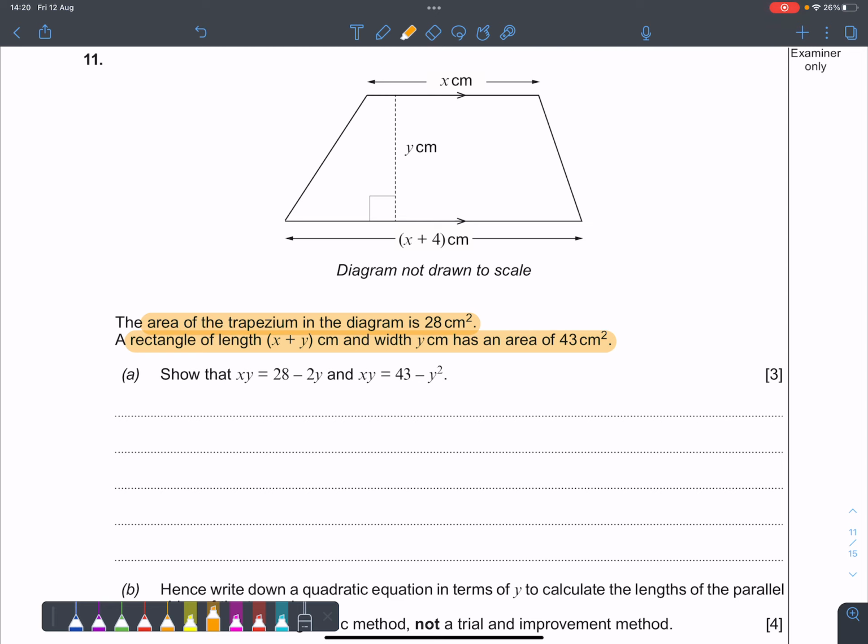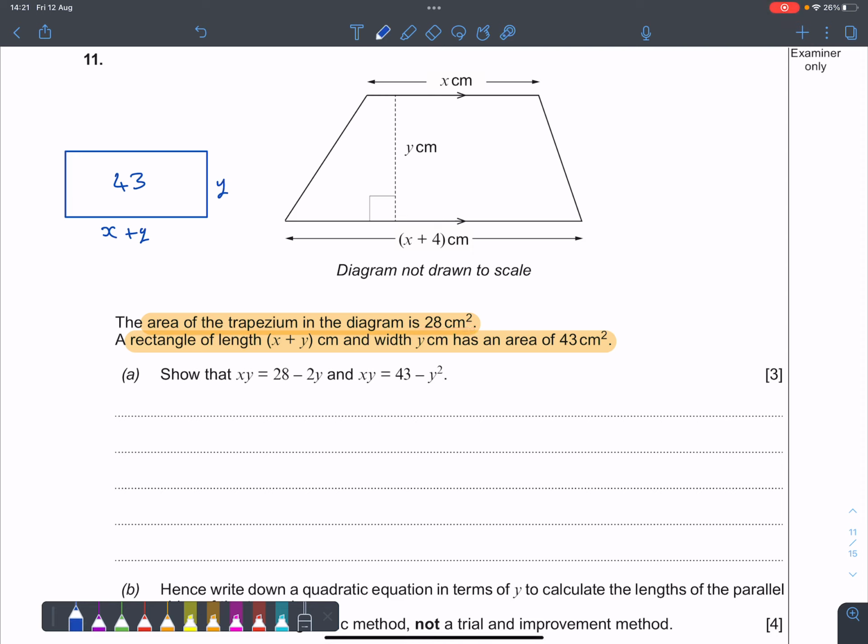Okay, we've got the diagram there of the trapezium. Let's draw the diagram of the rectangle. So we have that. We have a length of x plus y and a width of y and an area of 43. Okay, so let's have a think about what we need to show. We have two shapes and two equations that we need to work out, and both of them involve the area of the specific shapes. So let's have a look at the area of the trapezium to start off with.